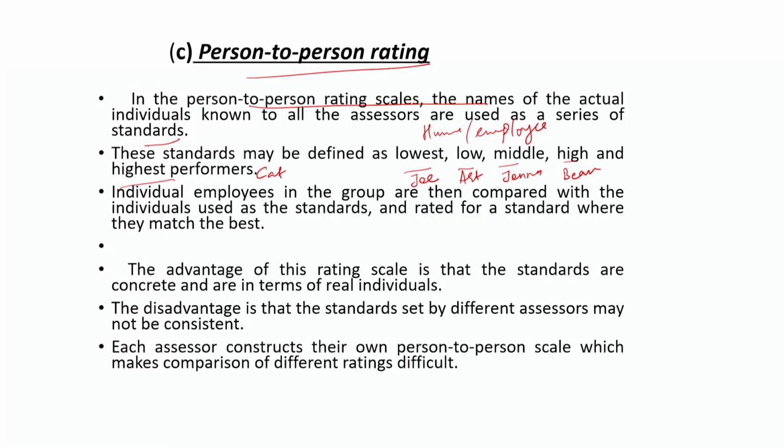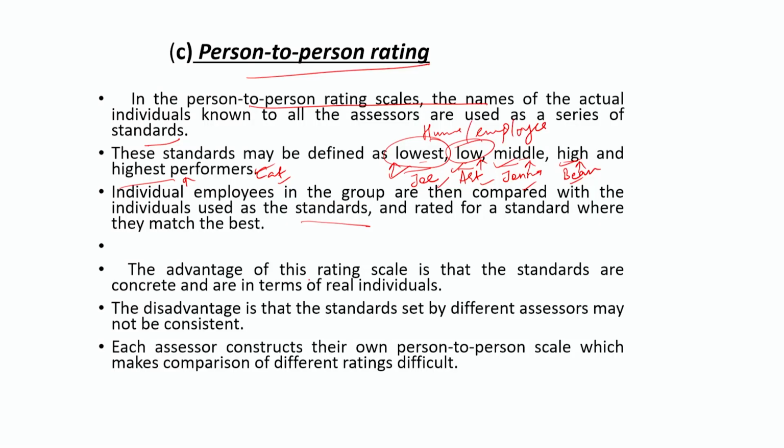Students, if you remember, these were certain parameters for the rating scale that we discussed earlier. So rather than the rating scale here, or giving any kind of quantitative statement, here we have assigned names of individuals, and one person is compared to the other person when it comes to identifying which factor he falls into. So individual employees in the group are then compared with the individuals used as standards. These are the names of the standard employees: Joey, Art, Jonah, Bean and Cat. They represent the lowest performer, low performer, middle performer, high performer and highest performer respectively.